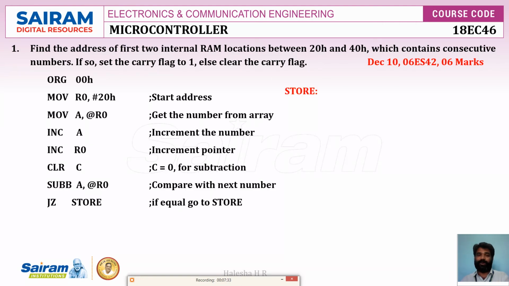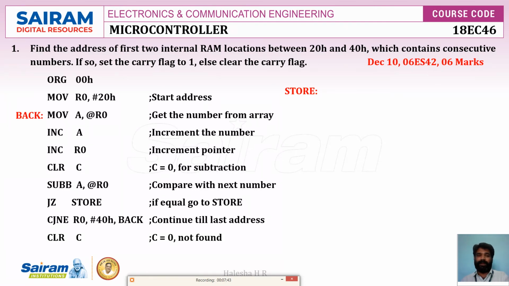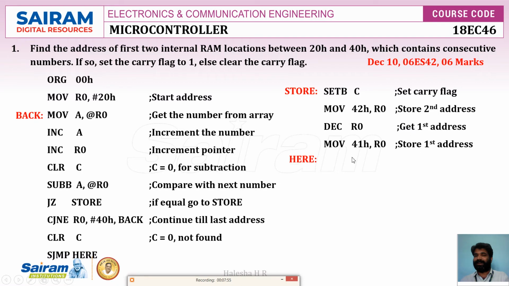If they are equal, go to store. If they are not equal, compare the address with the last. If they are not equal, go back to get the number, and then continue. If it comes out of this loop, clear C and go to sjump here. Here you set the carry flag and store the addresses, and then come to control loop and end. This is the program which finds the first two consecutive internal RAM locations between 20H and 40H.